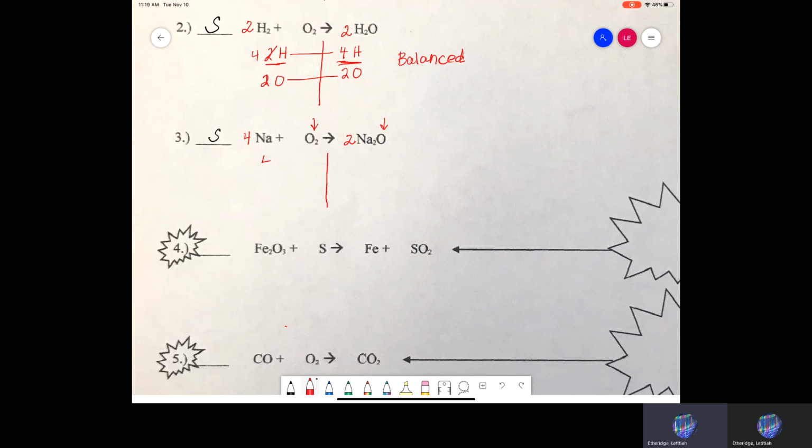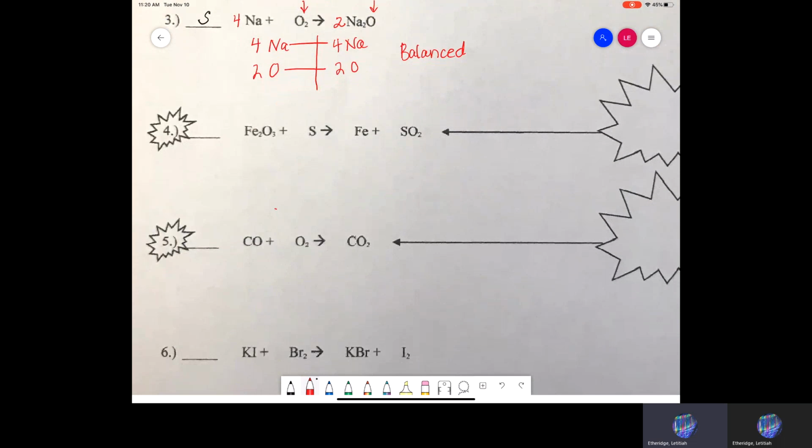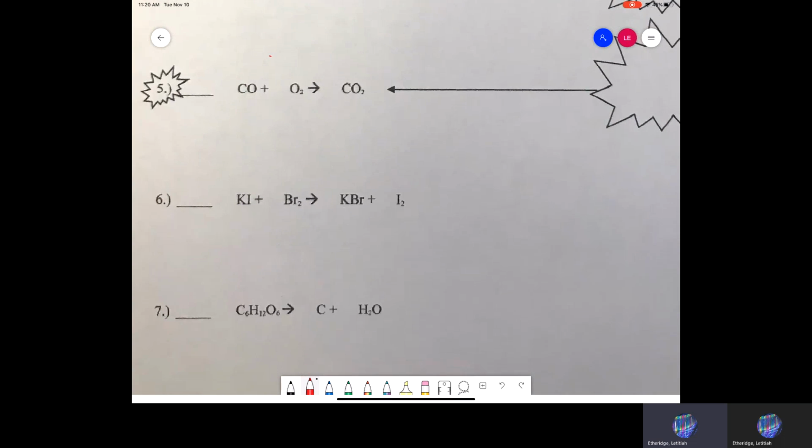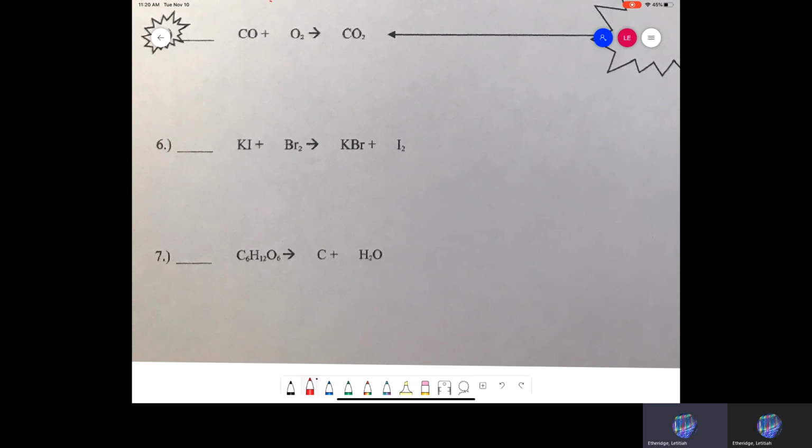It's not necessarily necessary that you write a T-chart for all of them, but until you get more proficient at balancing equations, it would be a good idea if there's something going on and you think it might be difficult to check yourself. And guess what? It is balanced. Okay, 4 and 5 we did in class, so I'm going to skip over those for a minute. Let's go to number 6.